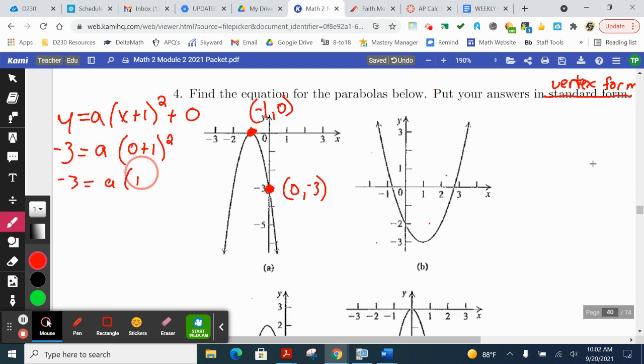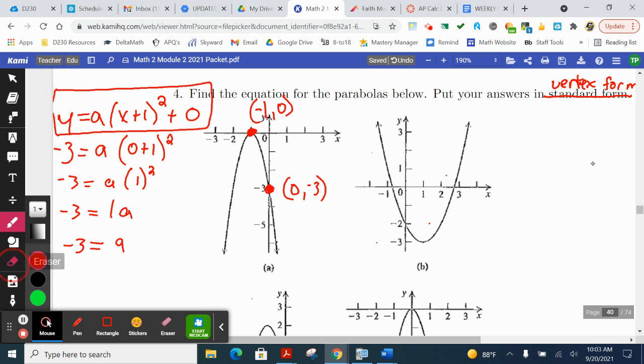So 0 plus 1 is 1. We're going to square that. 1 squared is just a 1. That's pretty much your answer, right? a equals -3. That should make sense. The parabola opens downwards, so we better have a negative number in front. So now I just go back to this equation that we had set up at the beginning. I now know that my a is a -3, and then that's our final answer. All right.